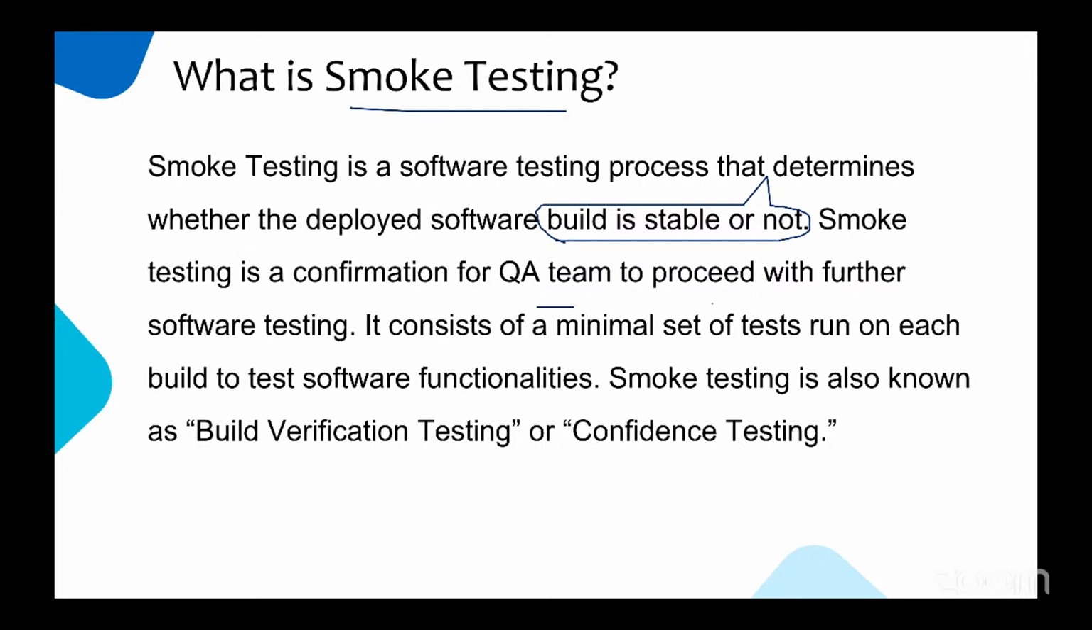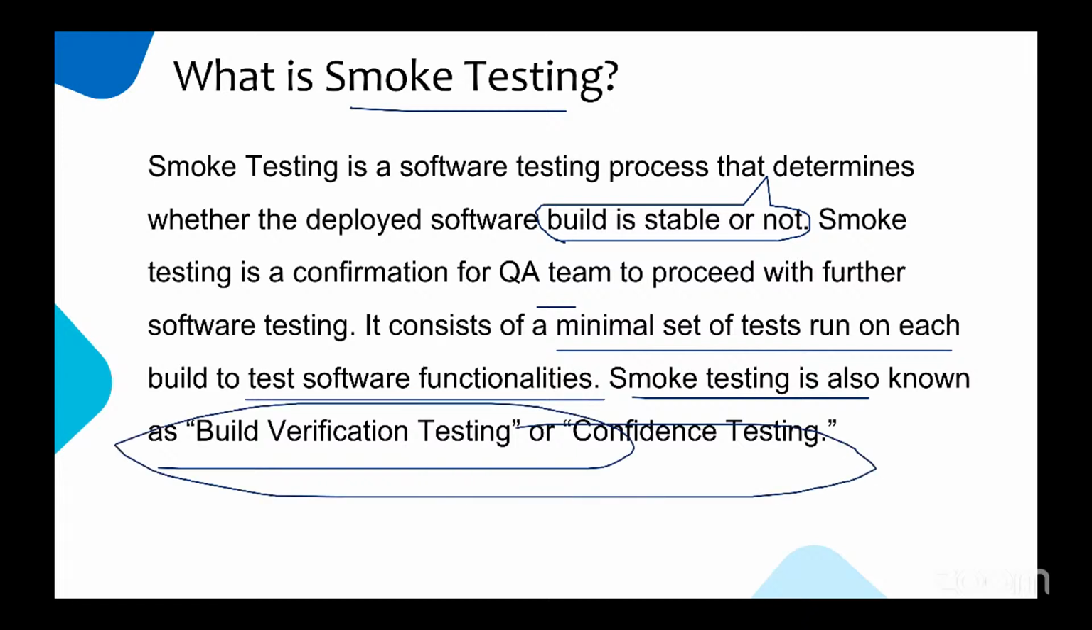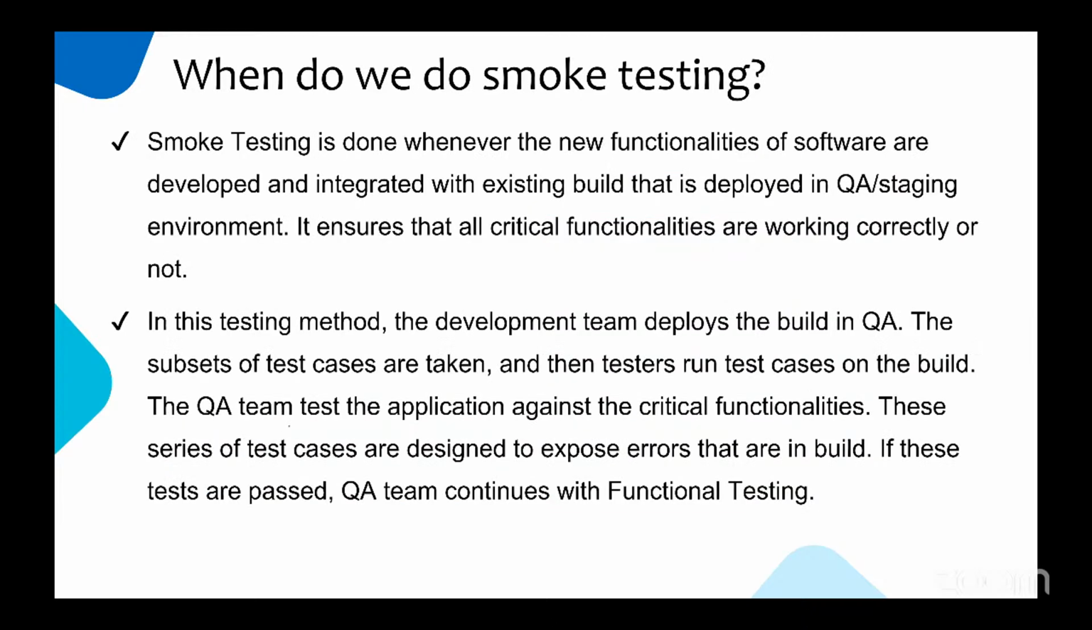It consists of a minimal set of test cases run on each build to test software functionality. It is also known as build verification or confidence testing. It gives you confidence; it is checking the build. So, build verification. When do we do smoke testing? It is done when new functionality of the software is developed and integrated with the existing build. Like I said, 45 plus 2: they added, now we will start. And when they added, I make sure all the critical functionality is working fine.